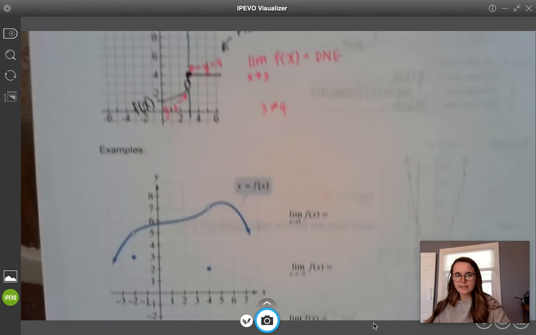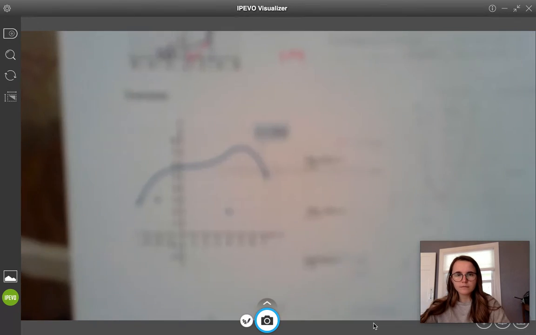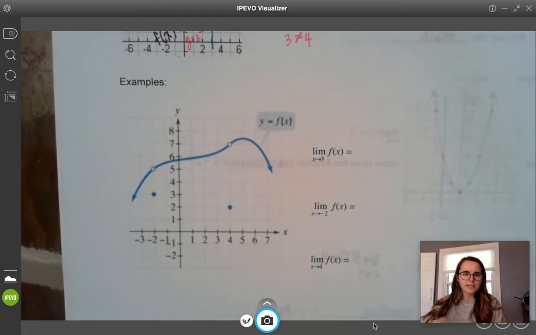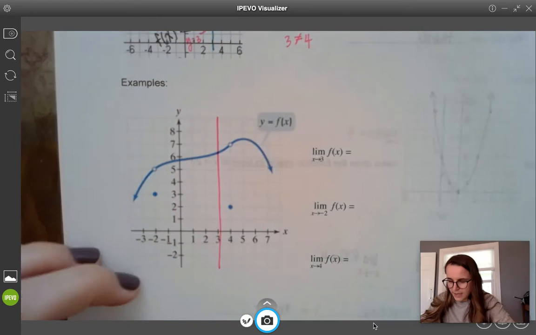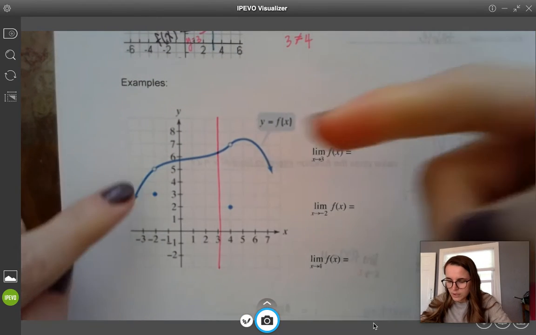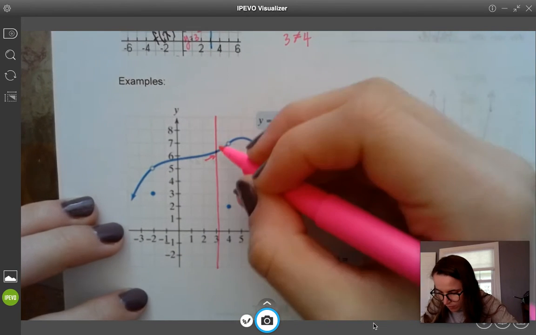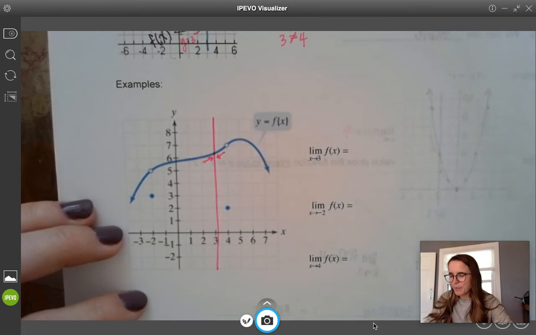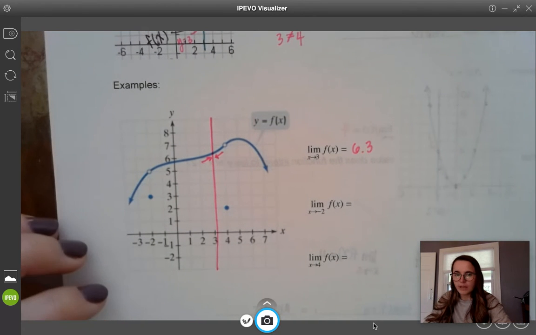Okay, so let's look at this next example here. Again, we have a piecewise function. It says the limit as x approaches 3 of f of x. This whole thing is f of x. So here is 3 right here. I'm squeezing the pimple to see where it approaches. So from the right, I approach 6.3, and from the left I approach 6.3. So the limit of f of x is going to be 6.3.